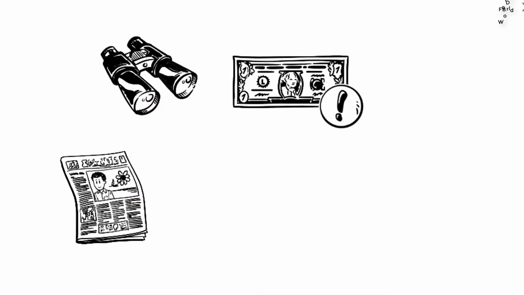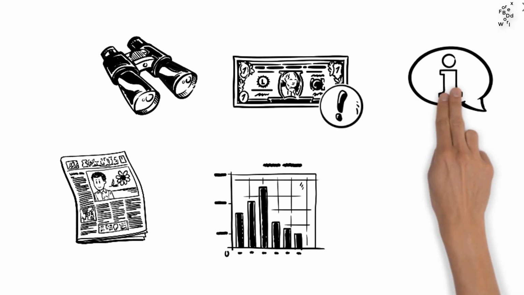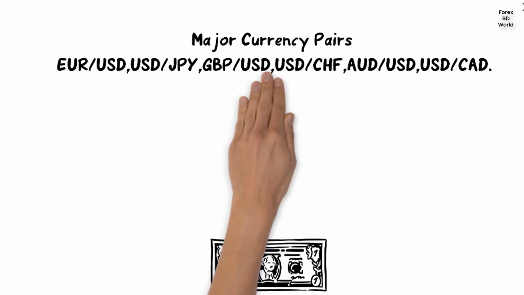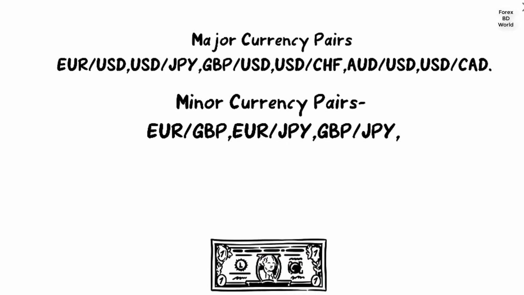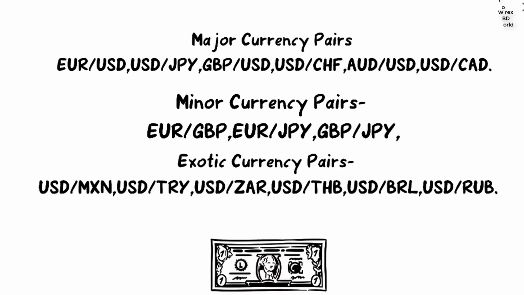In this article, we will provide you with an overview of the most important currency pairs to watch in Forex, along with some valuable tips and insights. Major currency pairs: Euro to US dollar, US dollar to Japanese yen, Pound sterling to US dollar, US dollar to Swiss franc, Australian dollar to US dollar, US dollar to Canadian dollar. Minor currency pairs: Euro to Pound sterling, Euro to Japanese yen, Pound sterling to Japanese yen. Exotic currency pairs: US dollar to Mexican peso, US dollar to Turkish lira, US dollar to South African rand, USD/THB, US dollar to Brazilian real, US dollar to Russian ruble.